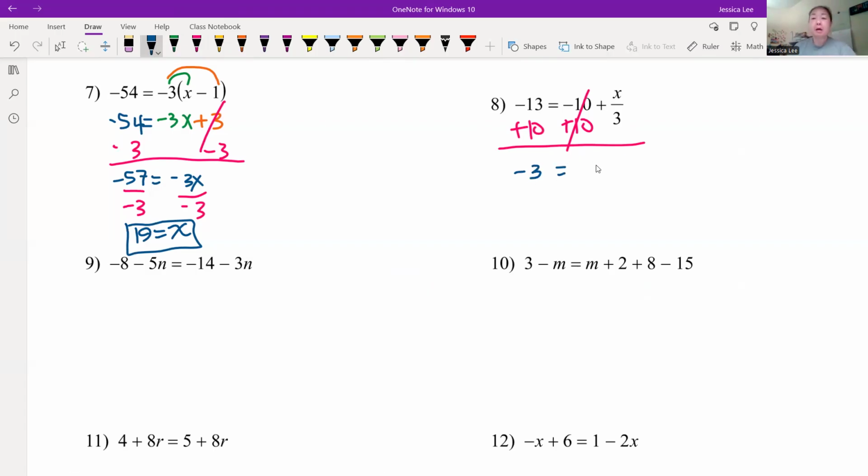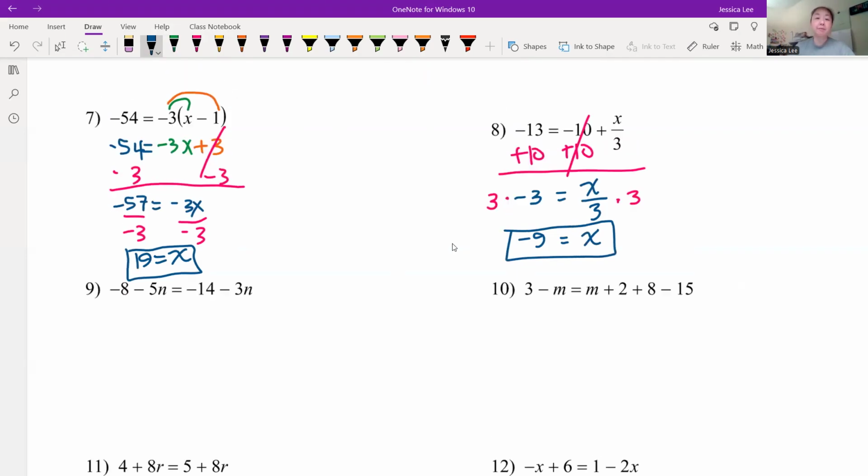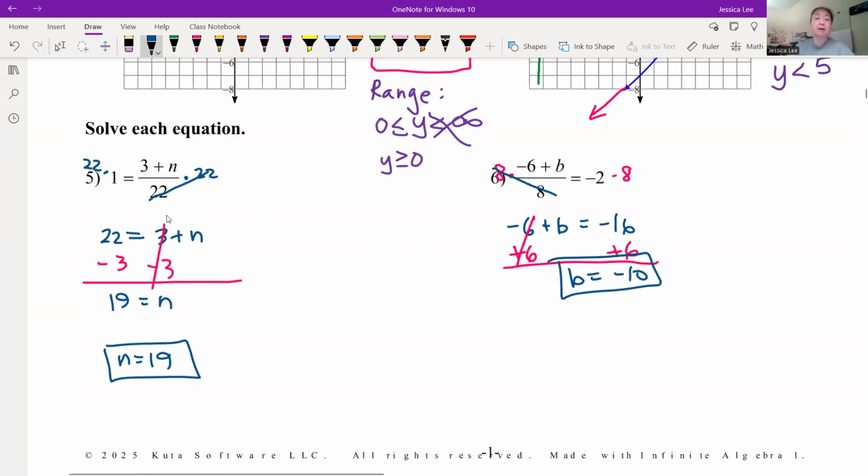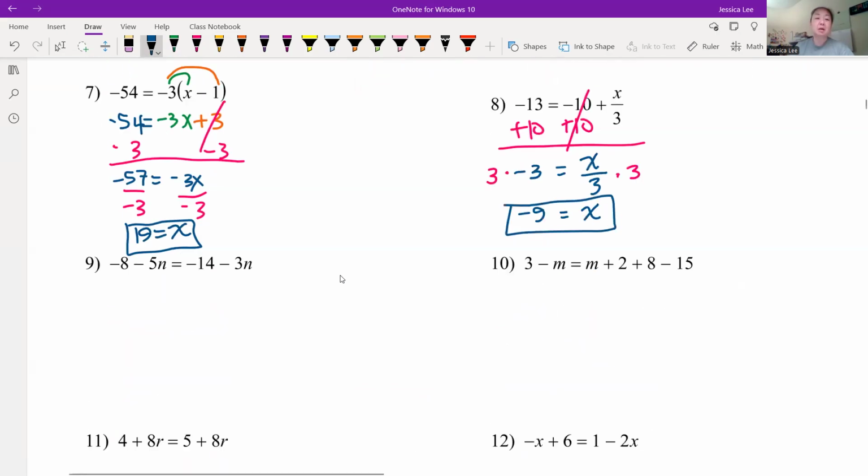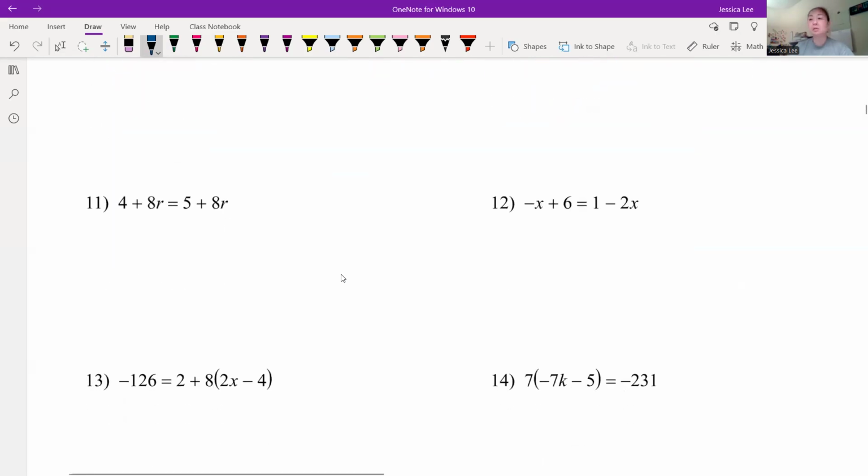Excuse me. I hope that wasn't too loud. So we got x divided by 3. Again, how do you get rid of a divide by 3? Multiply by 3. Just like that. Good job. And then 3 times -3 is going to be -9 is equal to x. Woo! 2-step equation. First step, add and subtract. Second step, multiply, divide, right? In most cases, unless you have problems that look like number 5, right? But think of those like parentheses. All right, so number 9. Let's go with number 9.